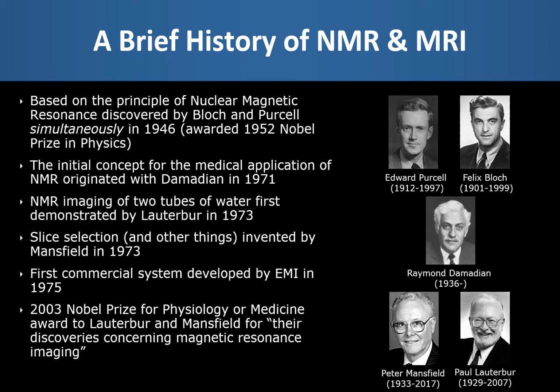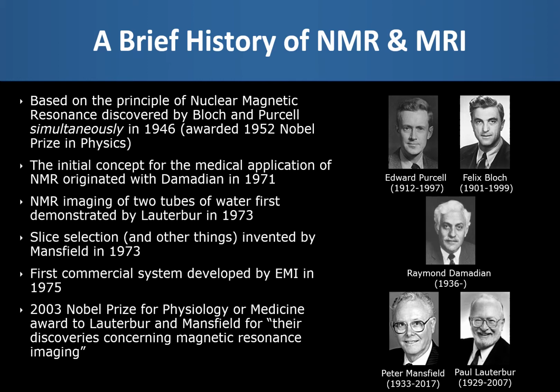His seminal paper, Image Formation by Induced Local Interactions, Examples Employing Nuclear Magnetic Resonance, which was published in Nature in 1973, was originally rejected. However, 30 years later, Nature placed this work in a book of the 21 most influential scientific papers of the 20th century.